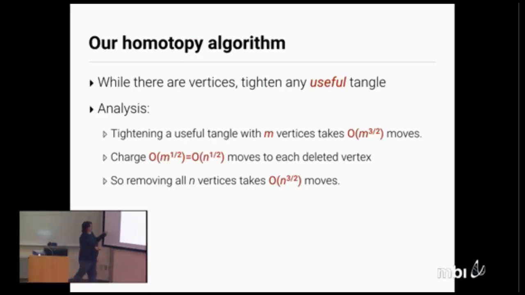Okay, so putting this all together, as long as there are any vertices, I look for a useful tangle, and then I tighten it using the algorithm that I just described. Remove the loops, and then pull the strands taut. Tightening a useful tangle requires m to the 3/2 moves. So for every vertex that I removed, I can charge a square root of n moves. So every vertex in the entire curve gets charged square root of n moves, and so the total number of moves is only n to the 3/2.